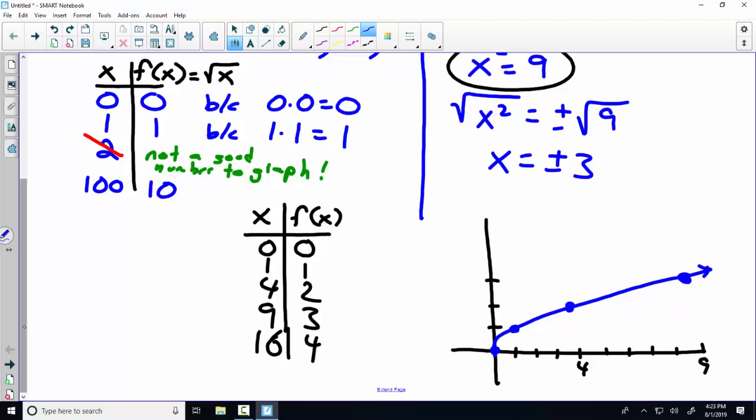And just as a reminder, you have it down here too, both the domain and range are going to be 0 to infinity.